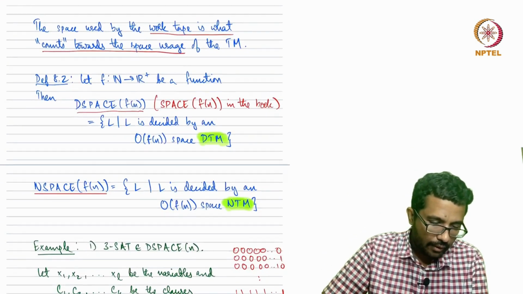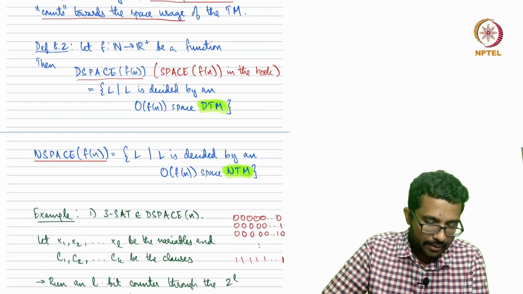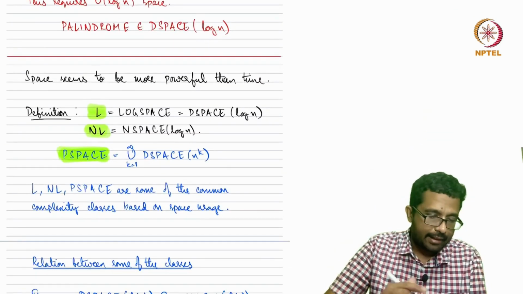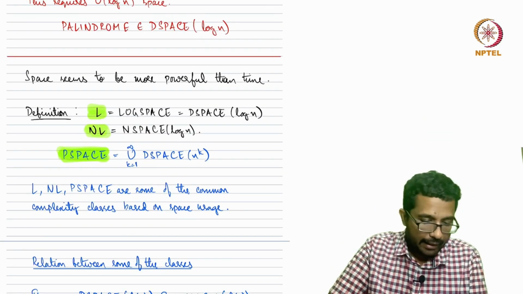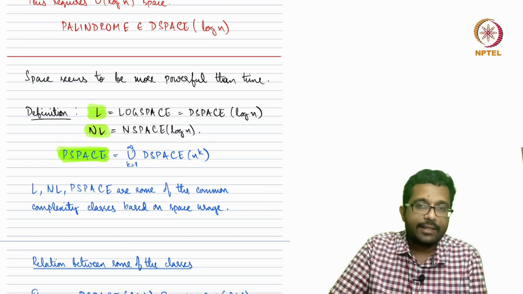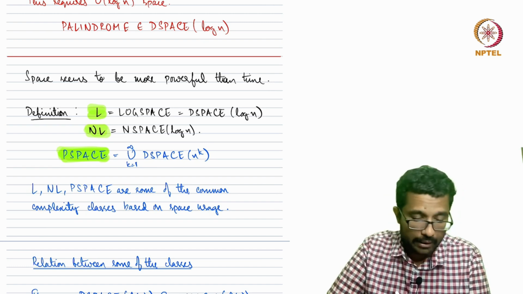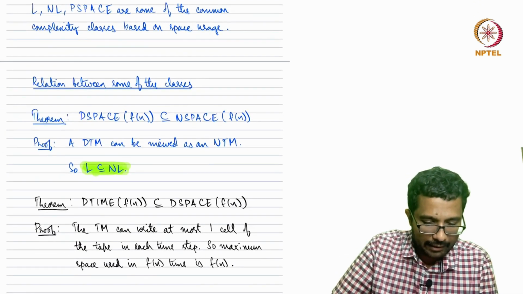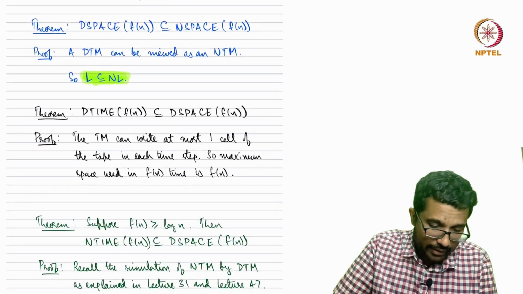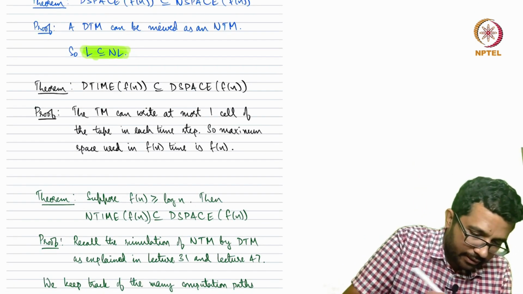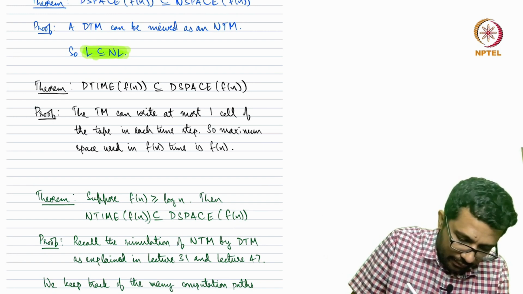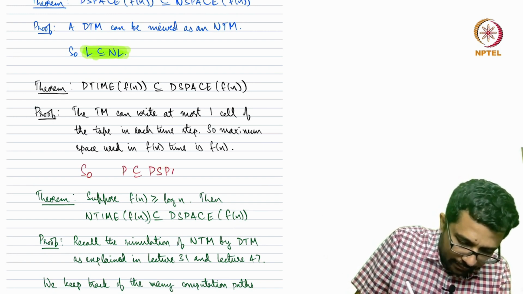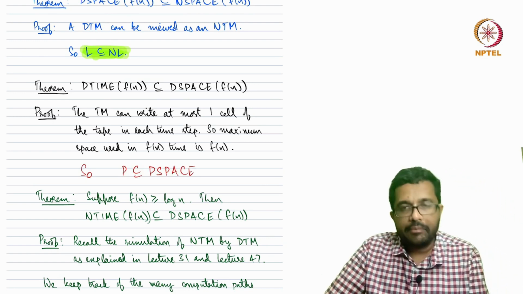So then we defined some complexity classes like L, NL and PSPACE. So L is log space, NL is non-deterministic log space, and PSPACE is polynomial space. And we saw some relations. First is that DSPACE f(n) is contained in NSPACE f(n). DTIME f(n) is contained in DSPACE f(n). So one consequence of this is that P is contained in PSPACE, right? Polynomial time and polynomial space.